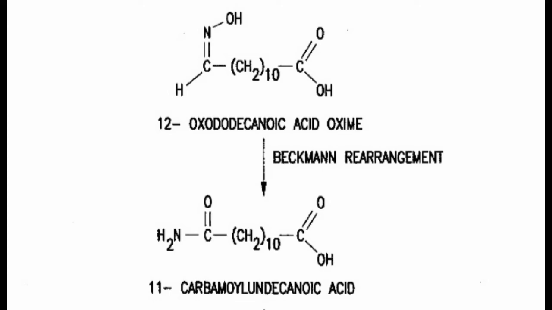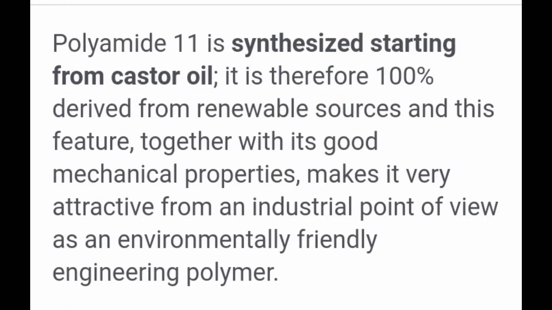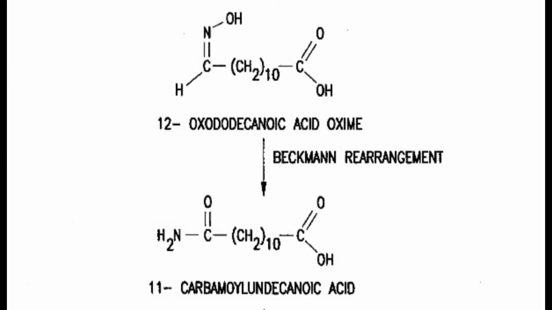Now in the preparation you can see that from castor oil, 12 oxo dodecanoic acid oxime firstly undergoes Beckmann rearrangement. This is the synthesis. In this synthesis, the monomer used is 12 oxo dodecanoic oxime, which undergoes Beckmann rearrangement.